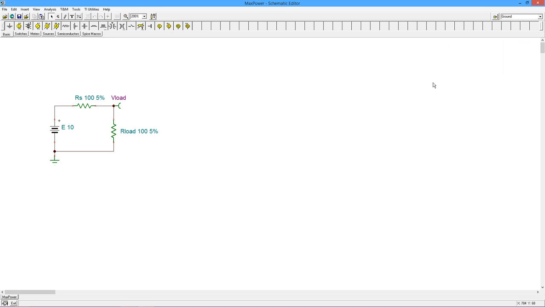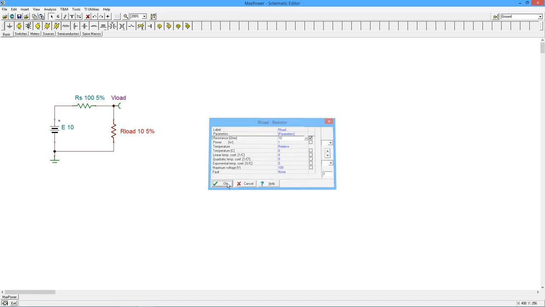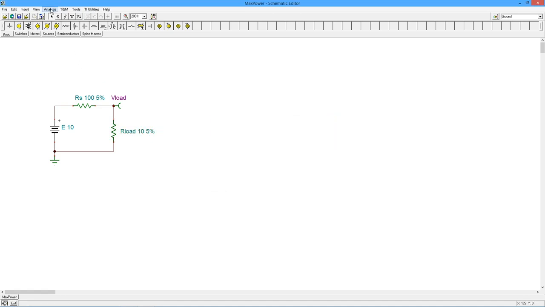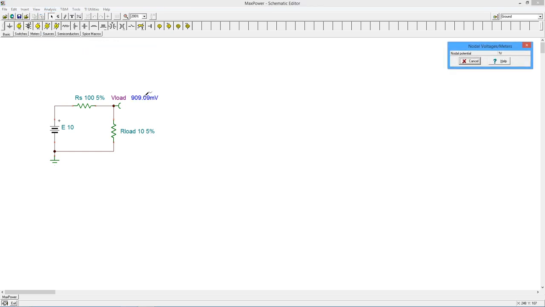Now, if I change this to 10 ohms, the voltage has gone down. We have about 9/10 of a volt. You square that, that's only going to be a little over 0.8. So again, you divide that by 10, and you know you're looking at 80 some odd milliwatts, less than what we had before.